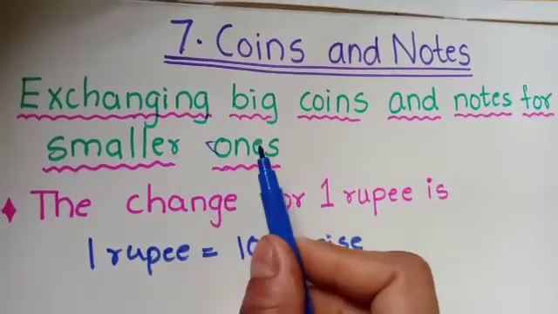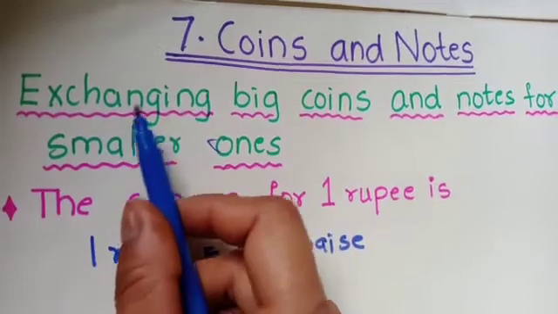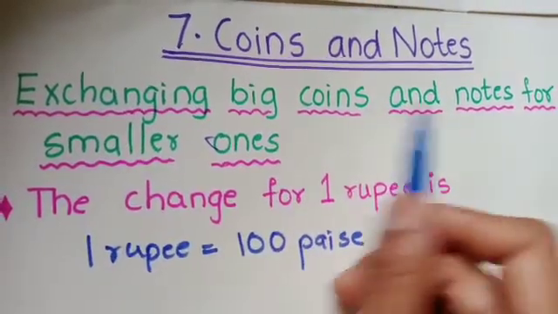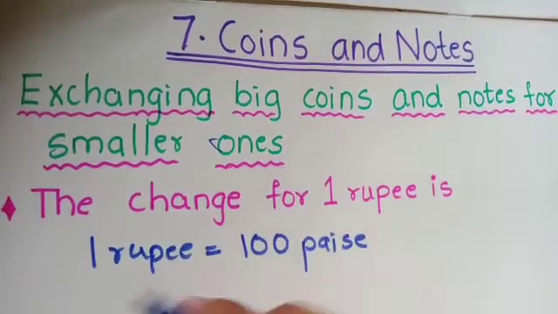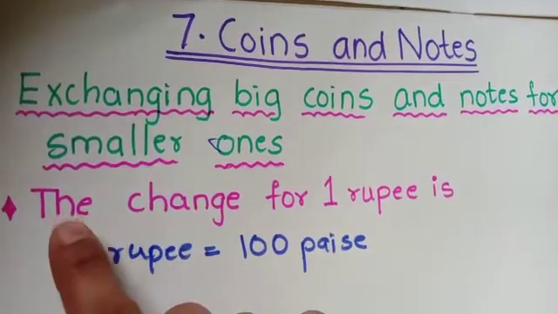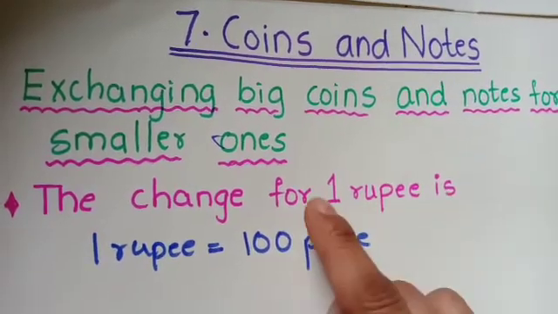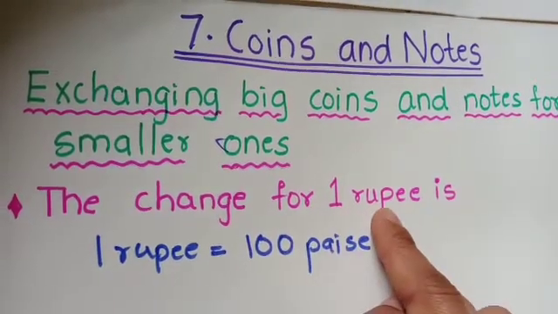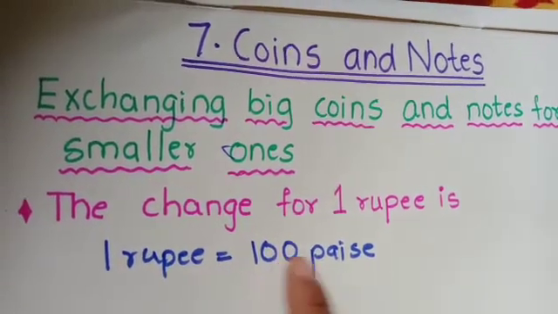As this topic is very important in your daily life also. Everyone should know how to exchange big coins and notes for smaller ones. Means you should know how to do the exchange. Now we will see the change for 1 rupee. But do you know what is the value of 1 rupee? 1 rupee is also equals to 100 paise.